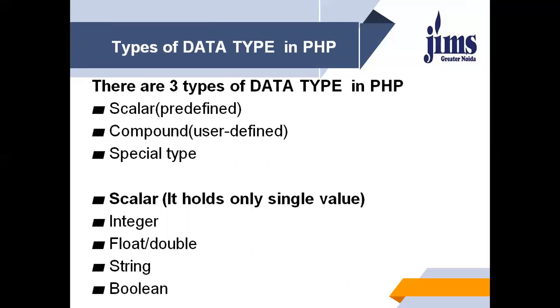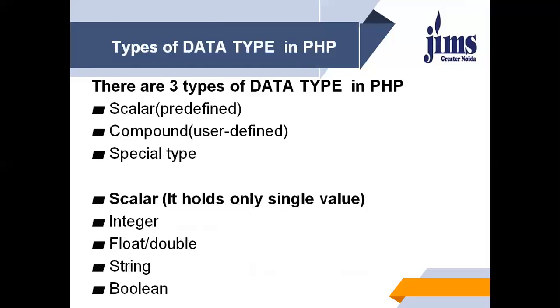So there are 3 types of data types in PHP. One is scalar, predefined. Second is compound, user defined. And third is special type. We will discuss all 3 types. So first is scalar. It holds only a single value, like integer, float, double, string, boolean.